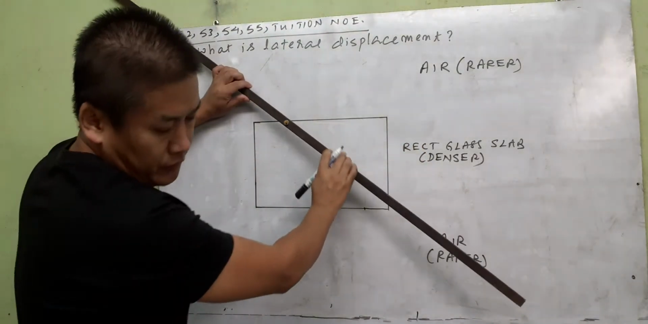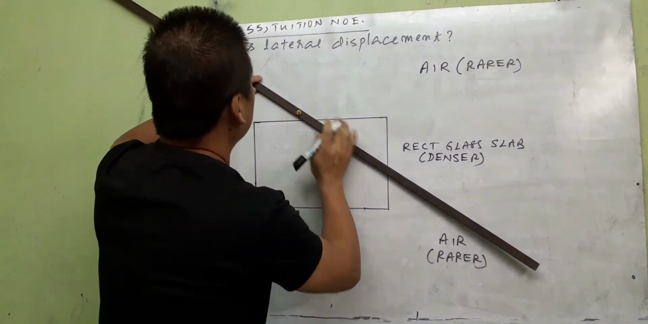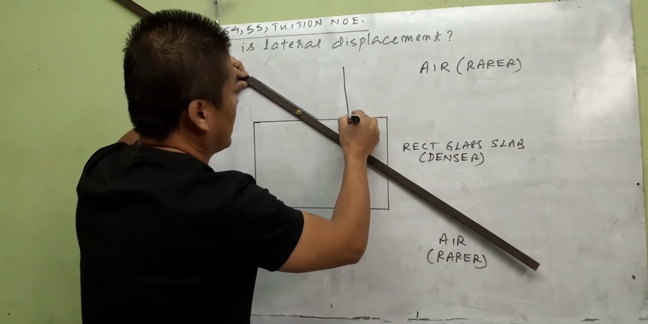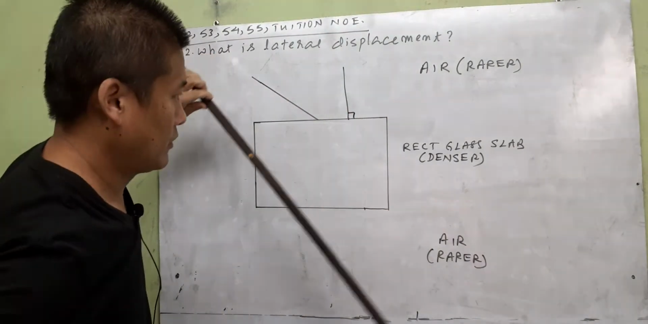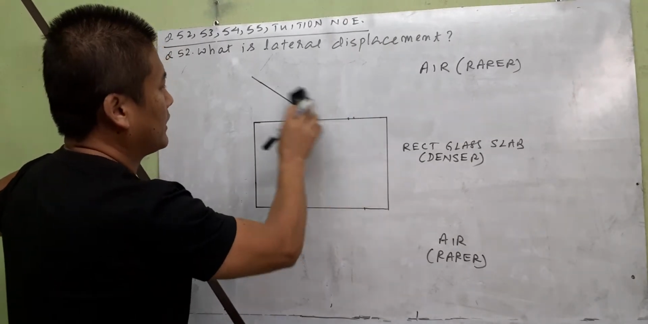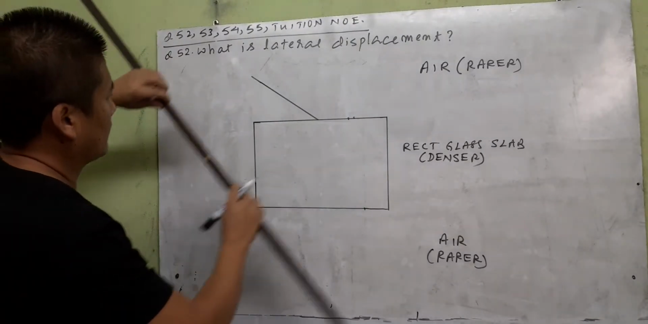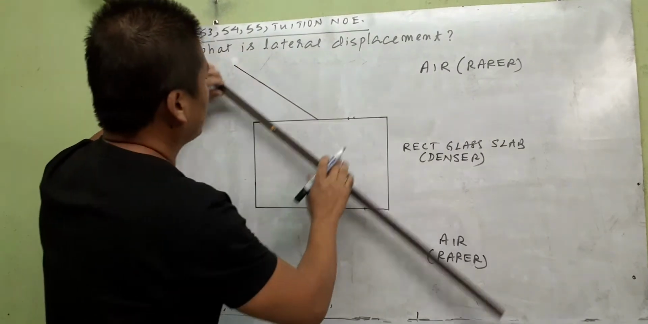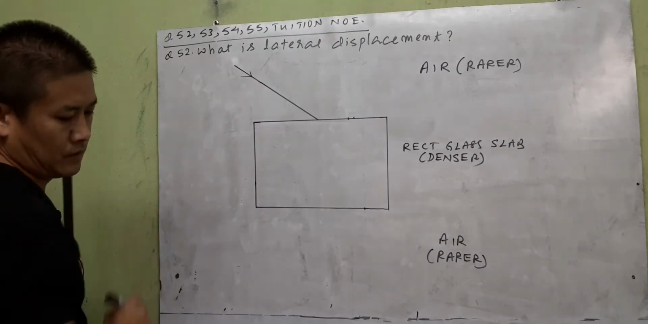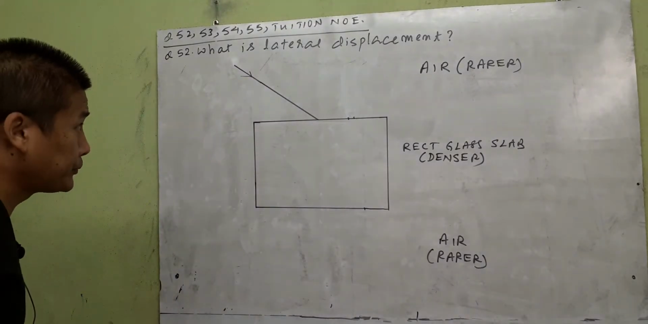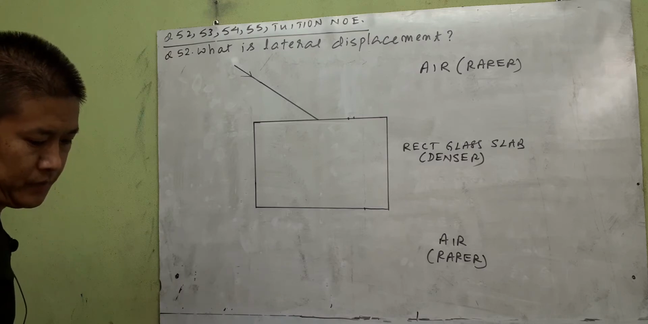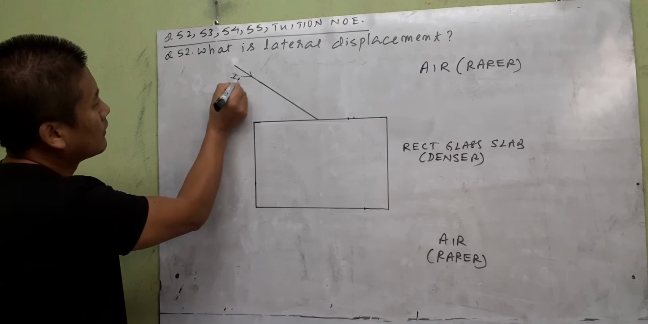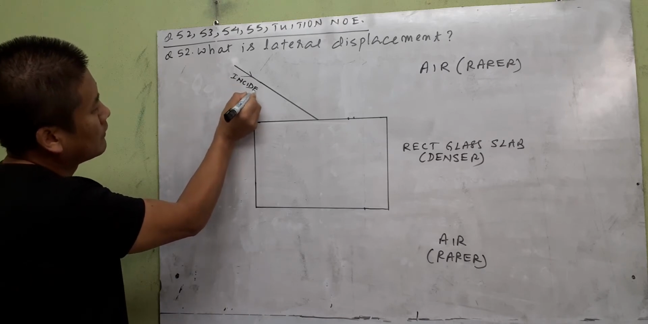We've already done refraction, so this should not be hard. Let's pass a light ray obliquely, not making 90 degrees to the surface of the rectangle. If you pass the light ray like this, this is 90 degrees, so don't pass the incident ray like that. Pass it obliquely like this. This is called the incident ray, the first ray passed from air, the rarer medium, into the glass. You can write it if you want.